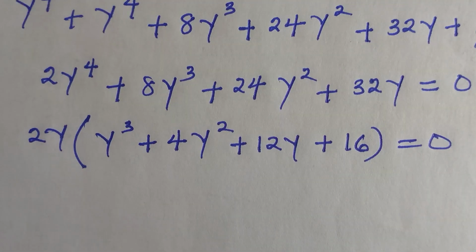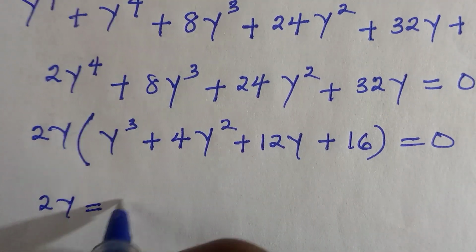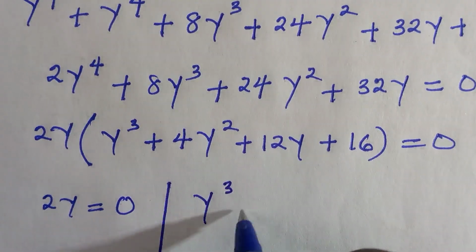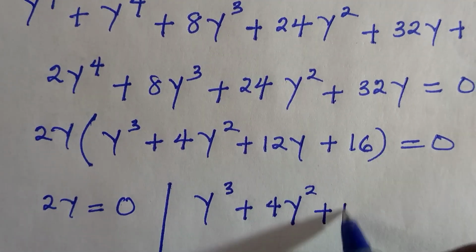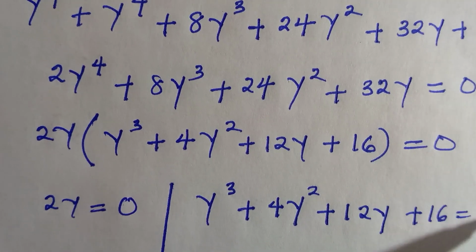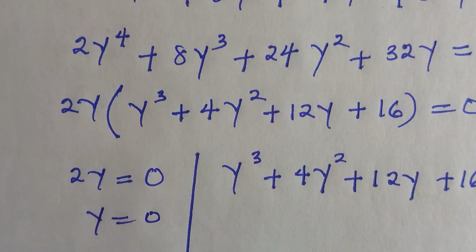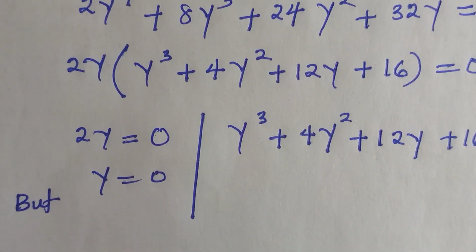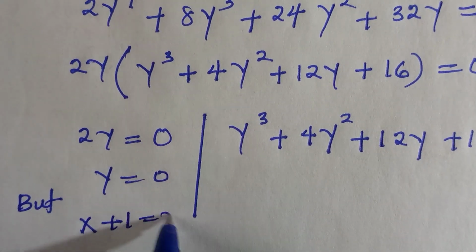And here it is more of a quadratic, so we let 2y equal 0, or we let the bracket equal 0. By doing that, we have 2y equals 0, and y^3 + 4y^2 + 12y + 16 equals 0. And from here, it is clear that y equals 0, but don't forget, we assumed that x + 1 equals y.